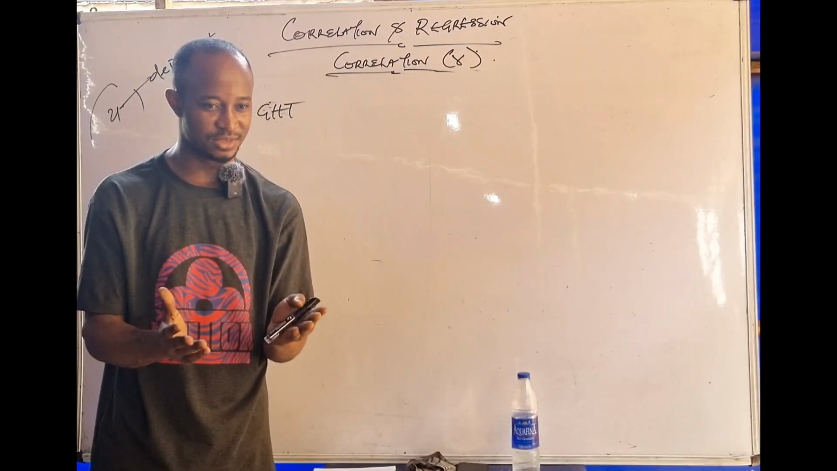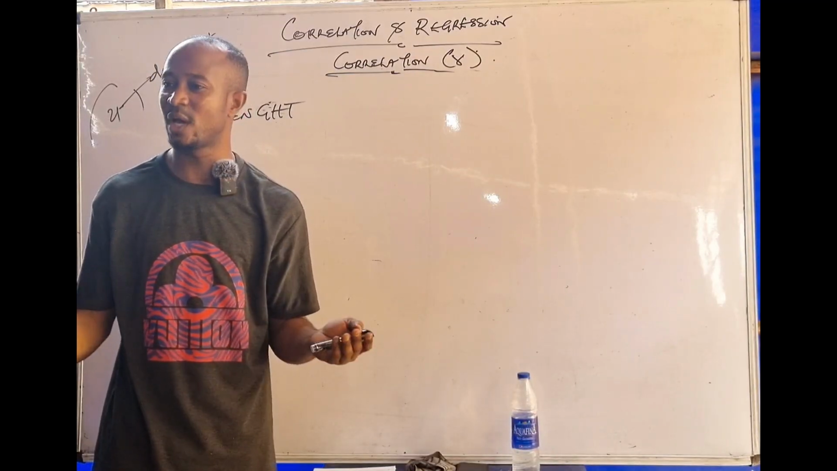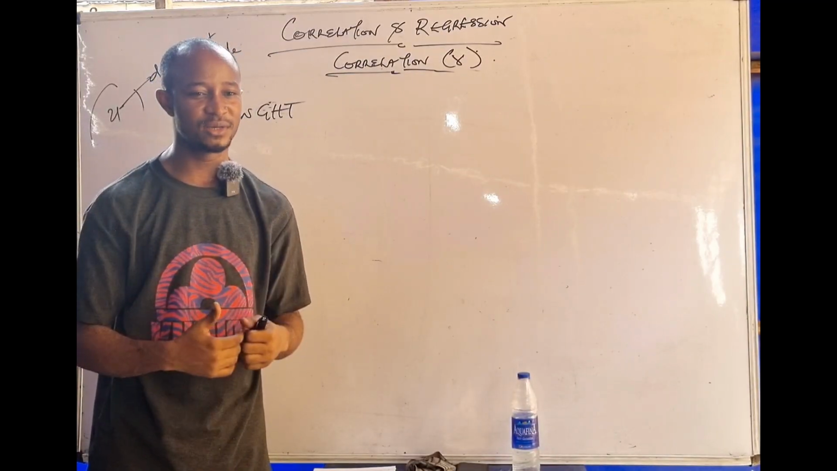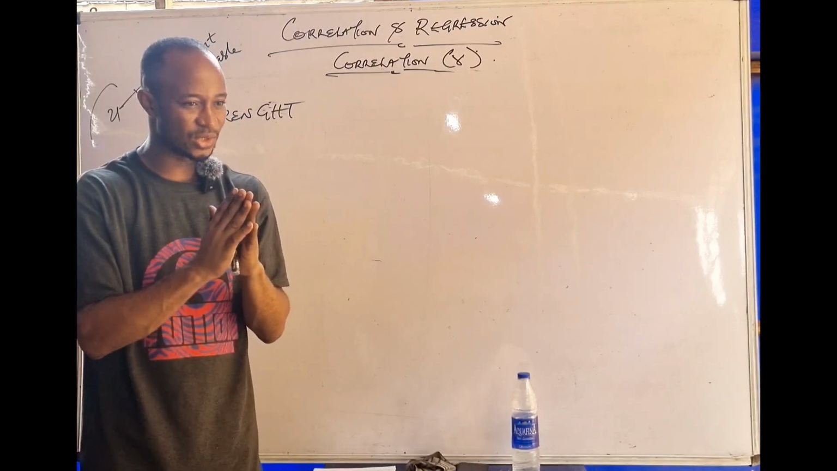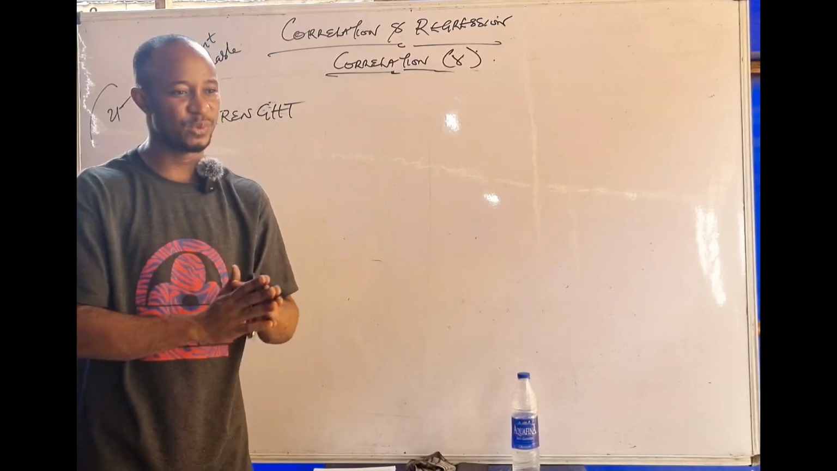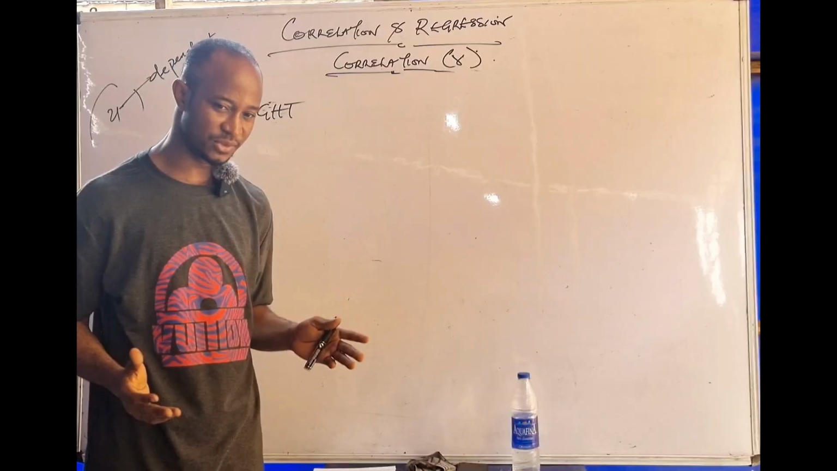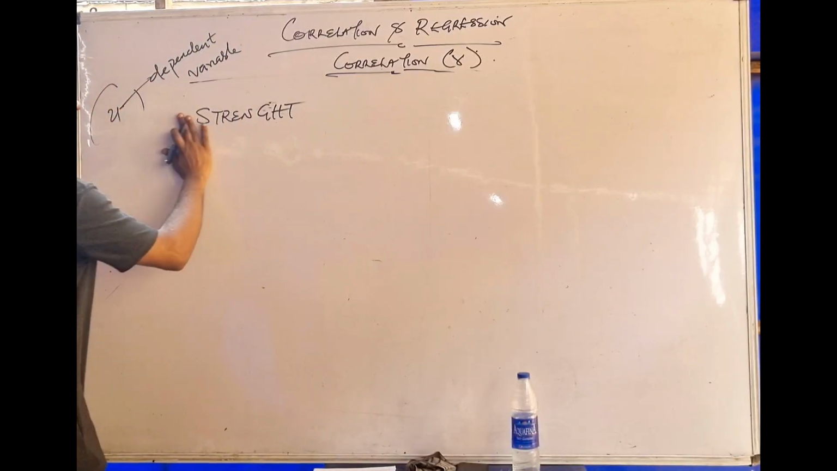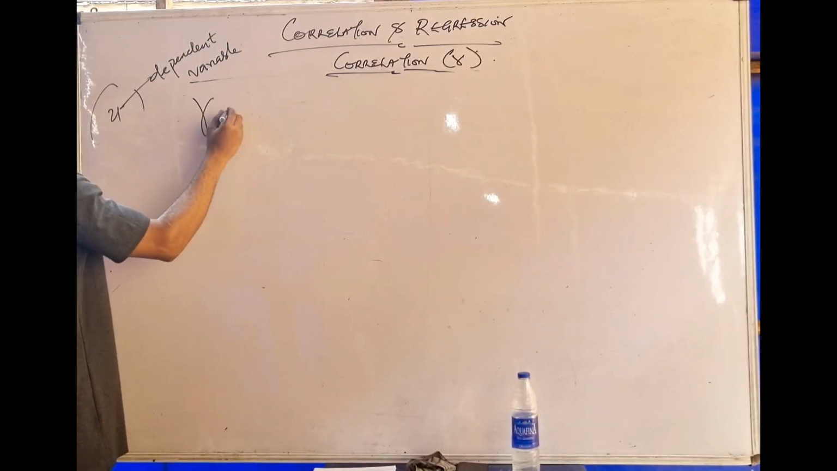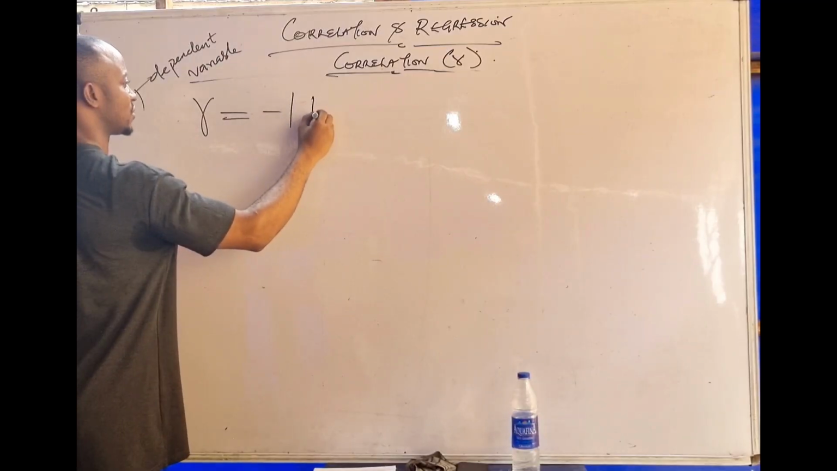Is there a relationship? There's no relationship. That's where correlation comes in. It measures the level, the amount of strength of that relationship between two or more variables. Are you following? Now, correlation, the symbol is R, and it ranges from -1 to what?